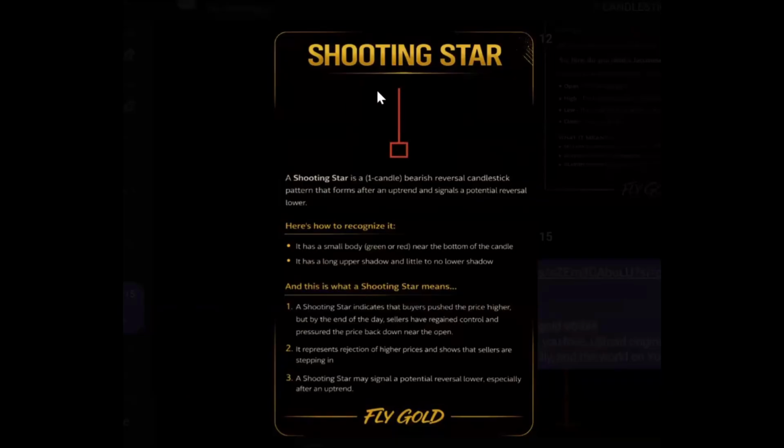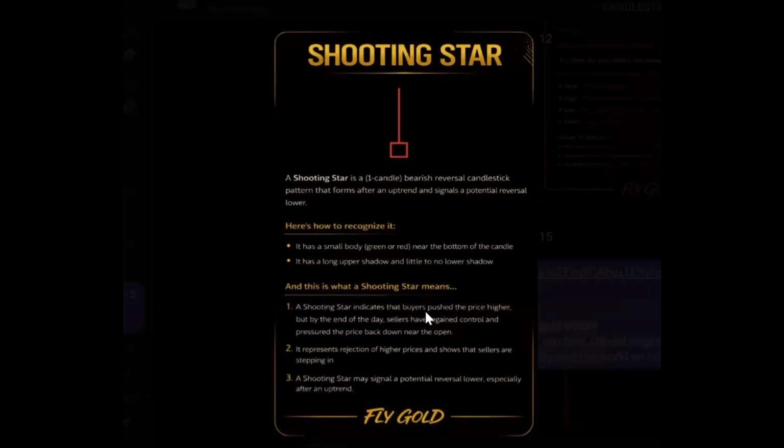The whole point of these candlestick patterns is to be able to recognize this without any indicators. It comes back down to the open of the candle and then goes lower than that, forms a small body and closes. So it has a small body, green or red, near the bottom of the candle. It has a long upper shadow and a little to no lower shadow.